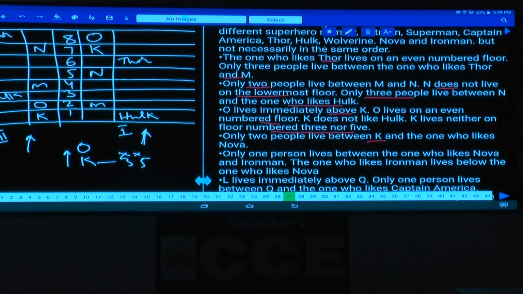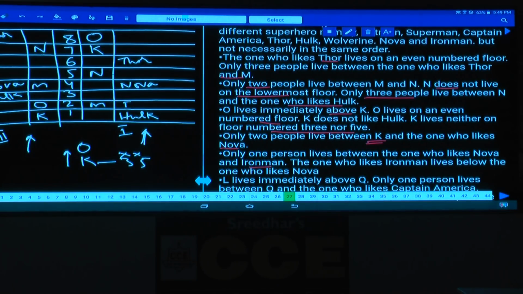Only 2 people live between K and the one who likes Nova. Between K and Nova there are exactly 2 persons, so in case 1 the person who likes Nova must be on the 4th floor. Here also the person who likes Nova must be on the 4th floor only, because there are 2 persons between K and Nova. 1 person between the one who likes Nova and Iron Man: between Nova and Iron Man there must be exactly 1 person.